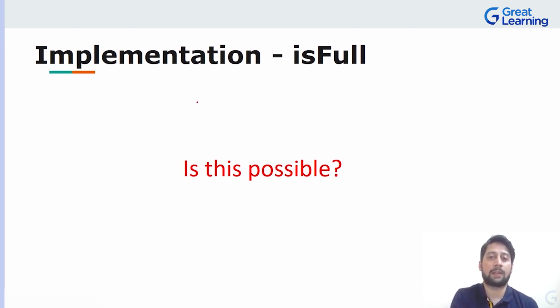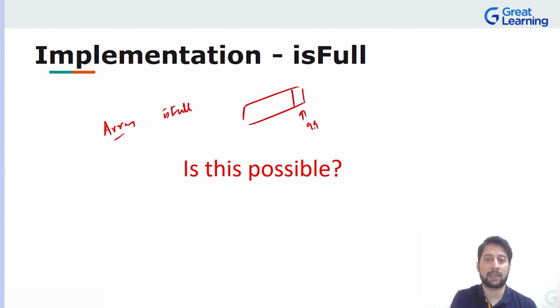So now think about it in this way, right? In arrays, when we implemented this is full method, we were looking at the size of the array, right? If size of the array is 100, the last element will be stored at 99, right? Because indexing starts from 0. So we were checking if the top is also at 99. So this is a condition of overflow.